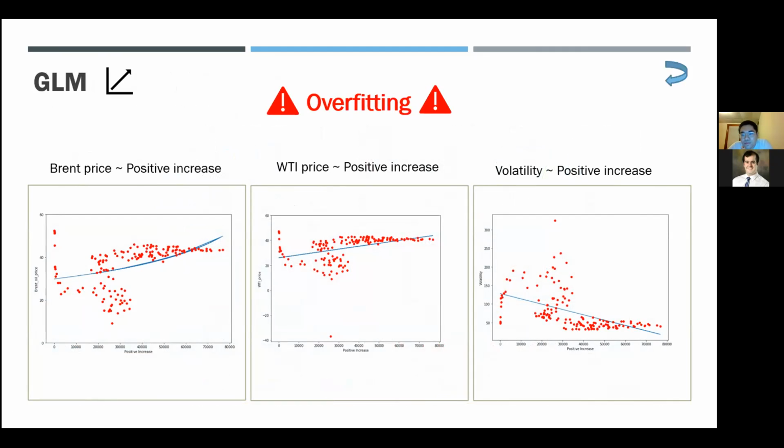What is your X here? The X is positive increase. Positive increase. What is your Y variable? It is Brent oil price, WTI price, and volatility. So again, what does positive increase mean? It means COVID cases, yes, the positive increase every day.